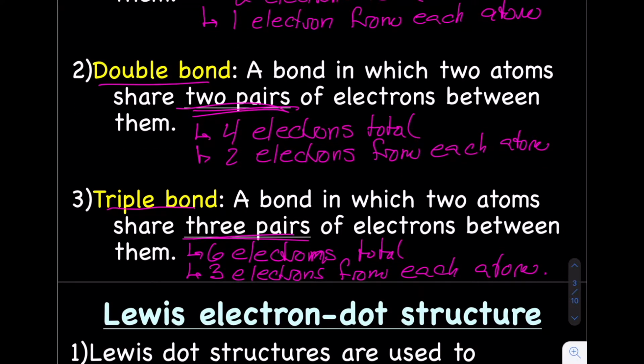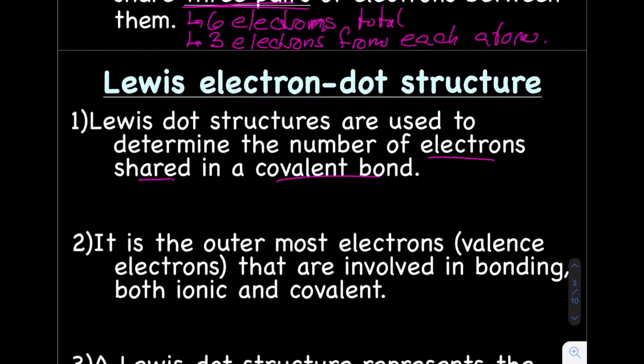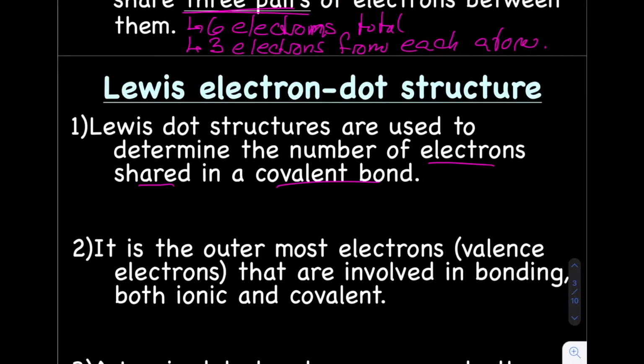So on to Lewis dot structures. Lewis dot structures are used to determine the number of electrons shared in a covalent bond. And as chemists, we really like the outermost electrons, the valence electrons, because those are the electrons involved in bonding, whether we're talking about ionic or covalent bonding. We haven't gotten to ionic bonding yet, that's okay. Remember, valence electrons are the electrons in the outermost energy level.